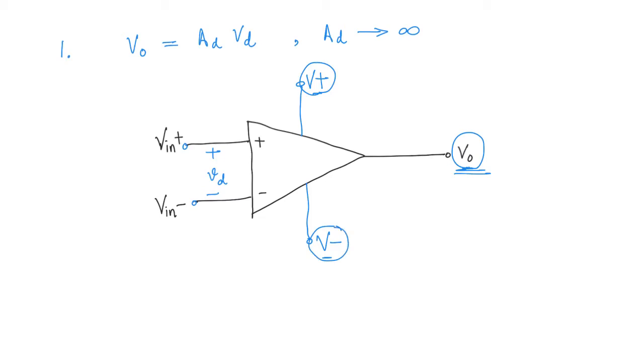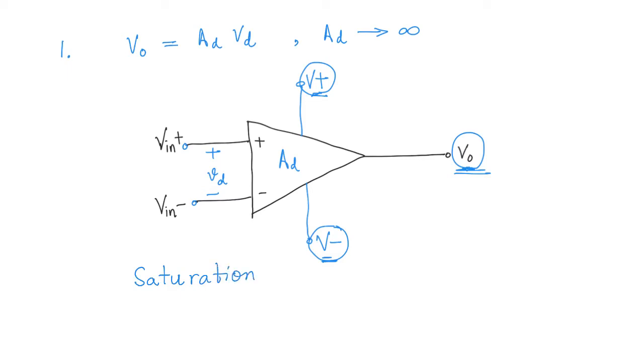So yes, there is a gain, and the gain is infinite, but the output doesn't go to infinity. It is stopped at V plus, and on the negative side it is stopped at V minus. This phenomenon, where the output peaks at the power supplies, is called saturation.